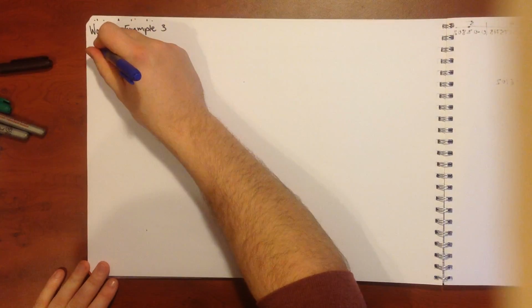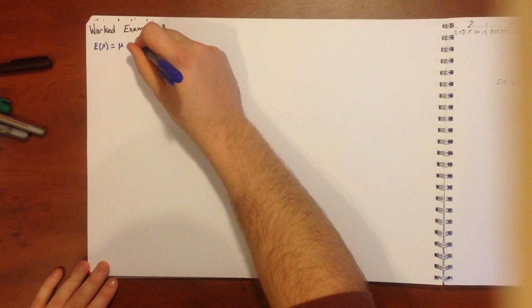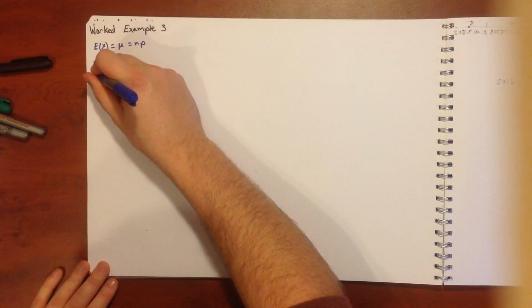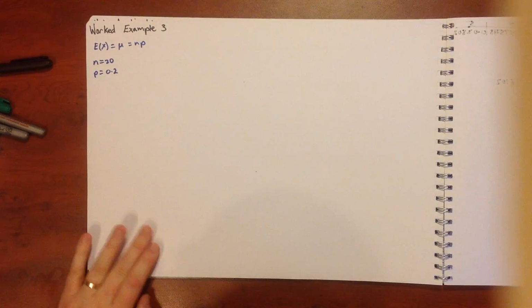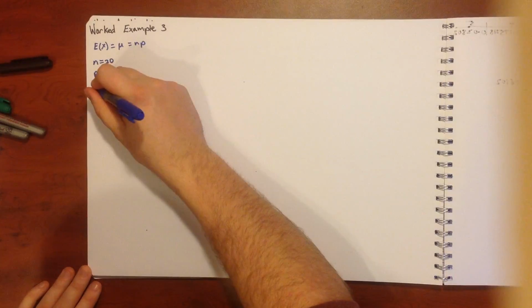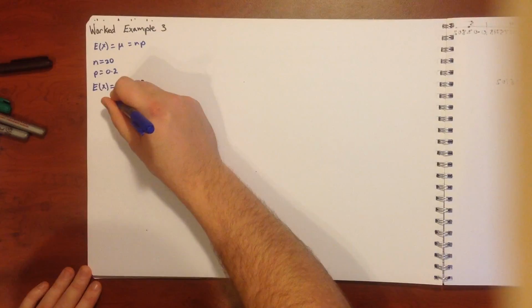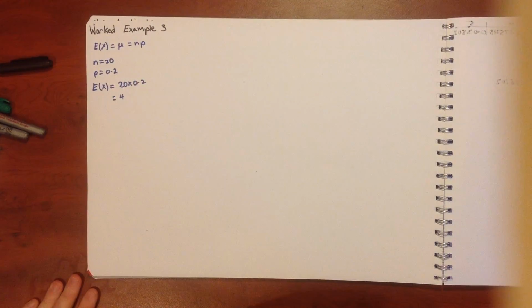We've got to find the expected number of correct answers. So our expected value, E of x, is equal to mu, is equal to np. Well, n equals 20, and the probability is 0.2, because we've got a 1 in 5 chance of getting it correct. So E of x equals 20 times 0.2, which equals 4. So the expected number of correct answers would be 4.